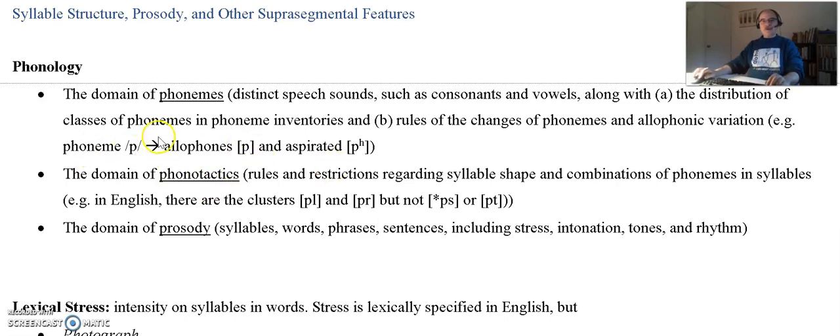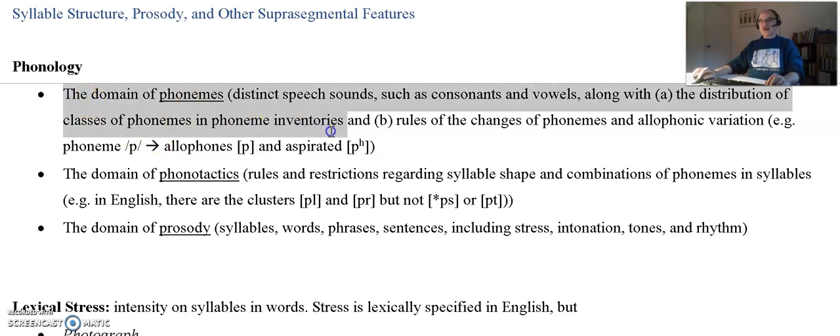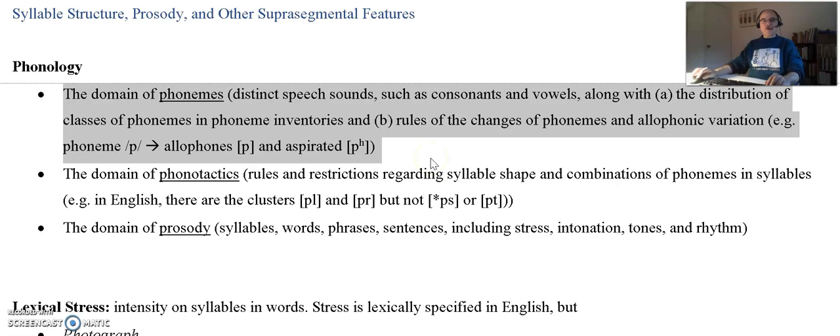So let's remember that phonology here, we started with the domain of phonemes, and those include distinct speech sounds such as consonants and vowels. And we've covered the distribution of phonemes in phoneme inventories, the classes. For example, the nasals are m, n, and ng, and we don't have other kinds of nasals. And we covered the rules of changes of the phonemes into their allophones, what is called allophonic variation, such as the phoneme p with its allophones, the unaspirated p and the aspirated p word initially. So those are things that we've covered.